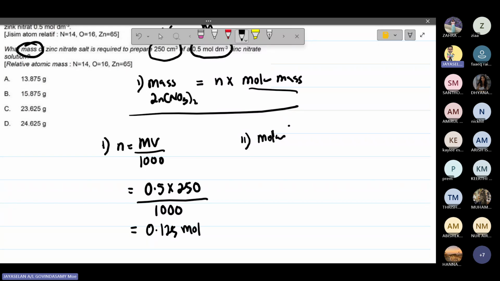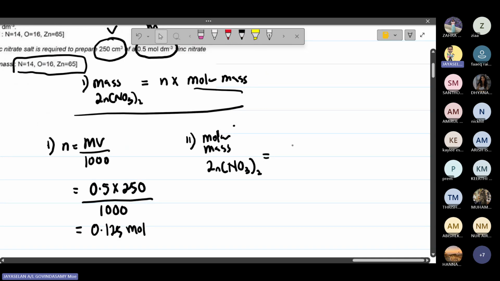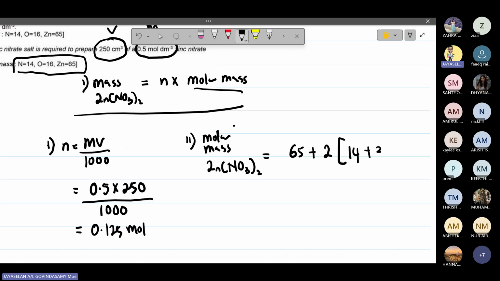Okay, how to find molar mass? Sir, I don't know how to find the molar mass. Try to do revision. It's very easy, no? Okay, molar mass, you just find the RMM. This is already given, right? Use the RAM. Zinc is 65, plus you put 2, open bracket, nitrogen 14, plus 3 times 16. Okay, so you will get 189.